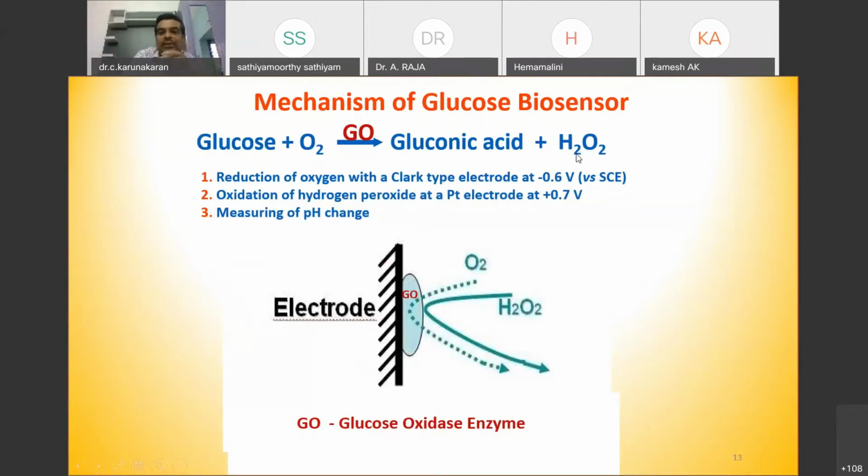As you see, there are three ways glucose biosensors can be made. One is reduction in the concentration of oxygen. That is Clark's method. This is the first biosensor. Next, you can follow the formation of hydrogen peroxide. The more the hydrogen peroxide concentration, the more the glucose concentration. Or measure the change in pH. For example, gluconic acid is formed. This gluconic acid is acidic. Therefore, the increase in acidity due to this reaction can be followed.